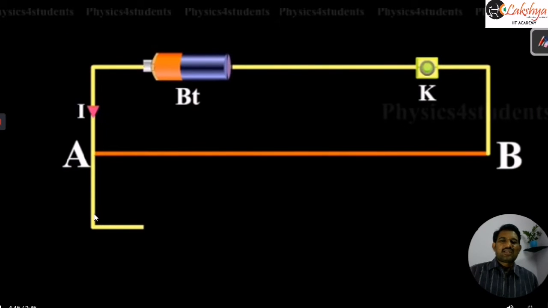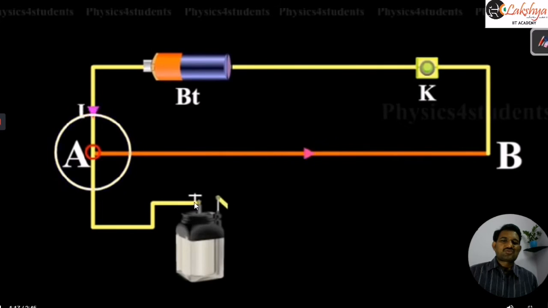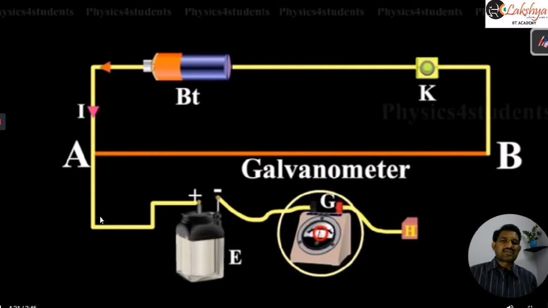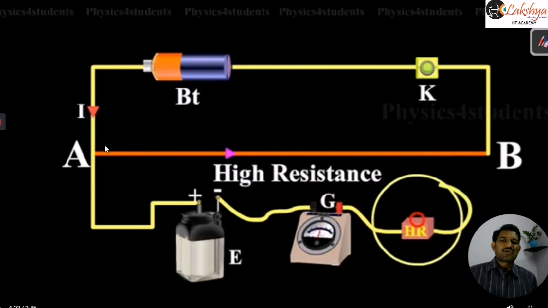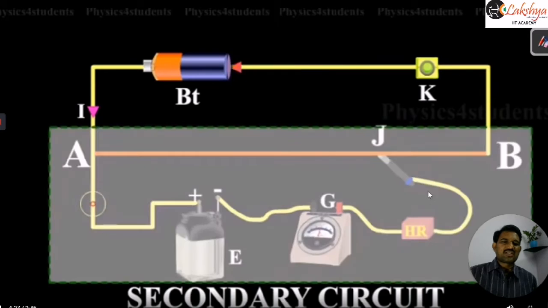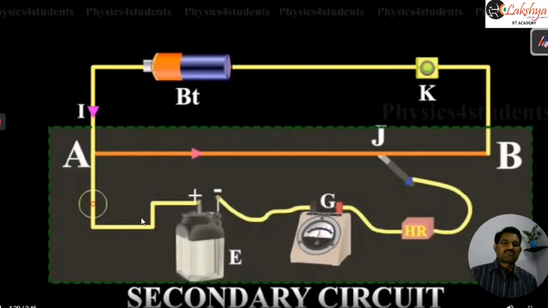And next, a cell whose EMF is to be determined is connected like this. Here you can observe that the positive terminal of this cell is connected to the positive point where the positive terminal of the cell in the primary circuit is connected. So both the positives are connected to this common point here, and there is a galvanometer and a jockey here. Now this part is what we call the secondary circuit in the potentiometer.